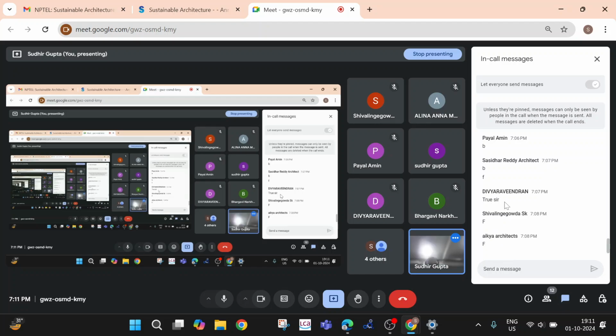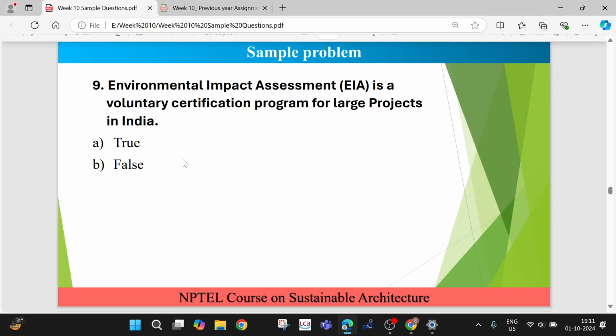Again, Divyan is saying true, but it is not true. The rest, all of you are correct except this person. For those who have answered it wrongly, or those who are saying true, I would like to refer them to the slide that was discussed. Let me see which one it is, 10, 20. Yeah, it was discussed in slide number 12.